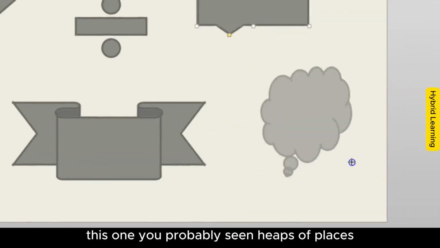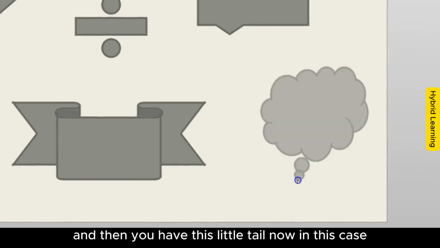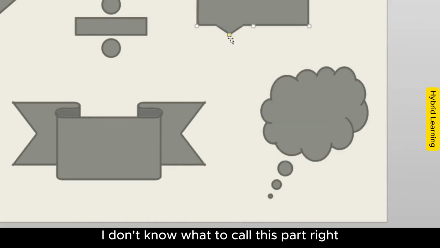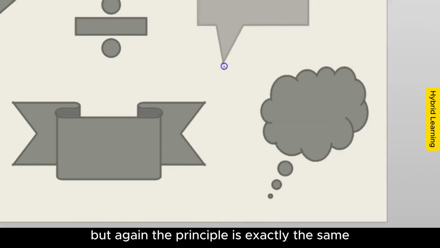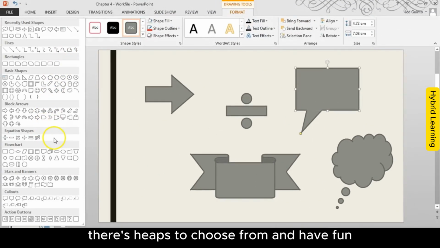So I'll show you another example. This one you've probably seen in lots of places. So a cloud, and then you have this little tail. Now, in this case, the tail controls how far this little thing goes. I don't know what to call this part. But again, the principle is exactly the same. So play around with all these different shapes. There's heaps to choose from, and have fun.